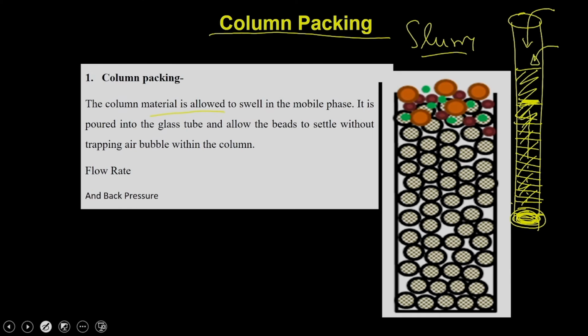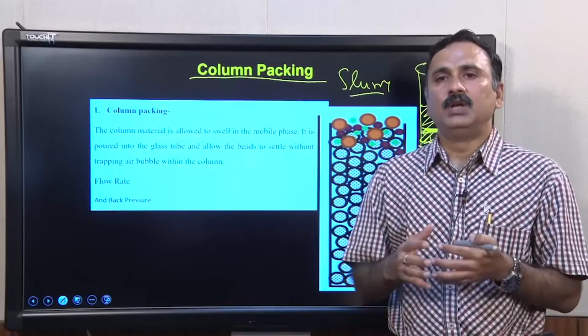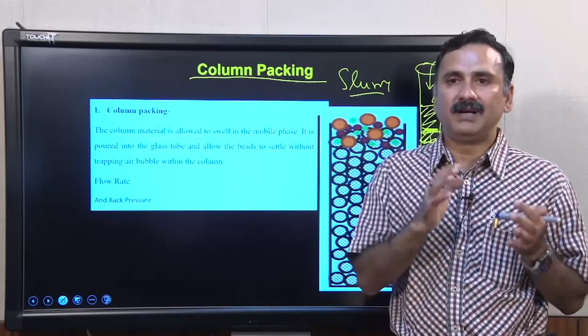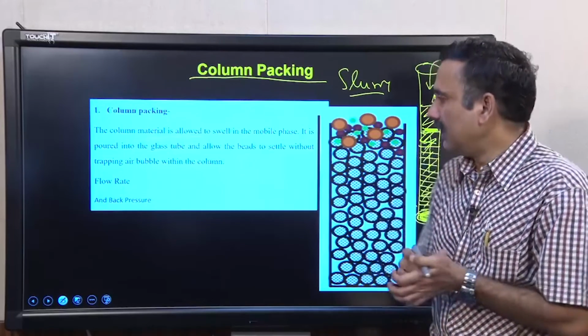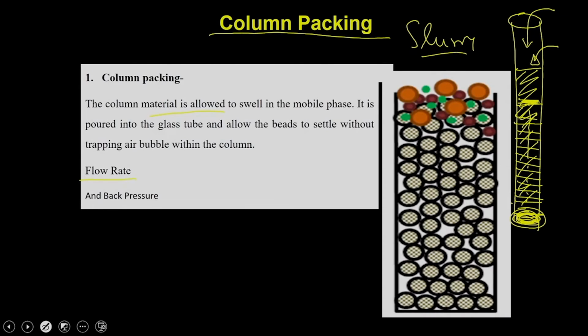Now, if you would like to pack the columns, you have to consider multiple parameters. For example, the flow rate, the maximum flow rate at which you would like to run the gel filtration chromatography. The basic principle is very simple. Suppose I want to run this column at 1 ml per minute. Then I will pack this column at 5 ml per minute flow rate.